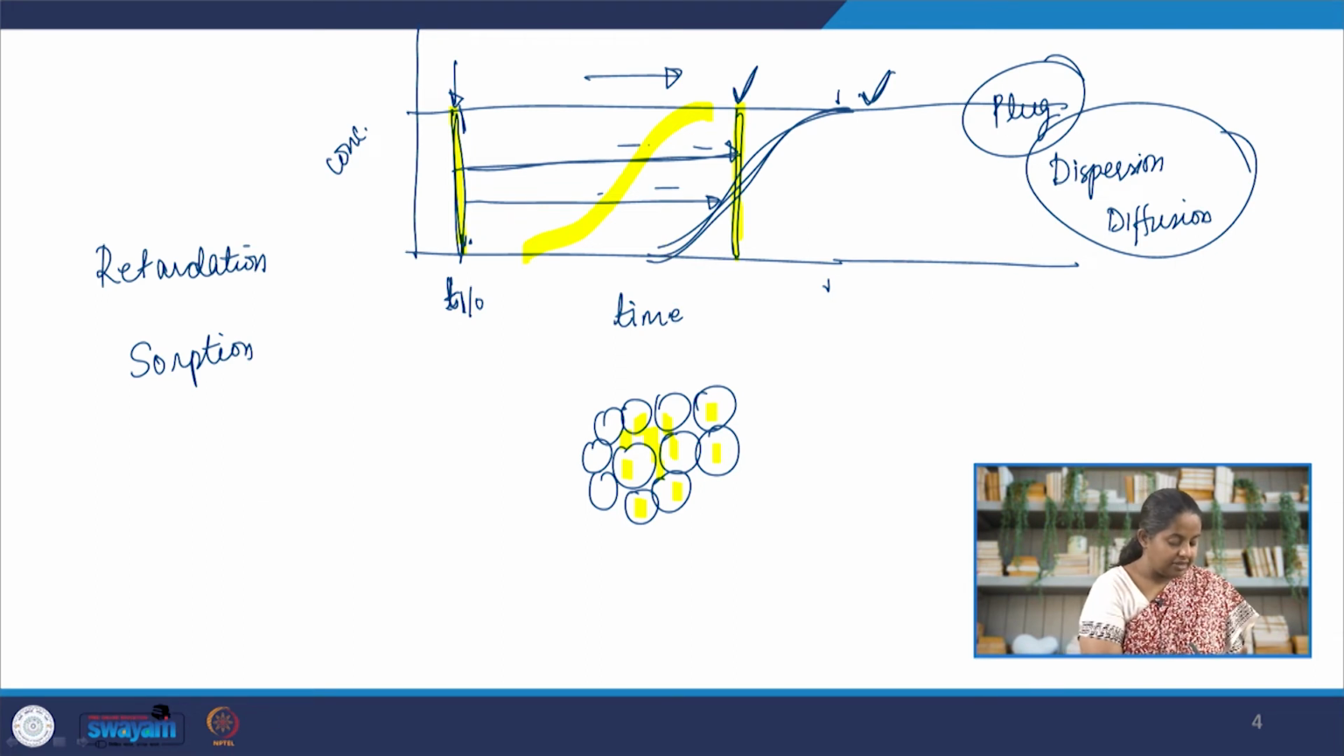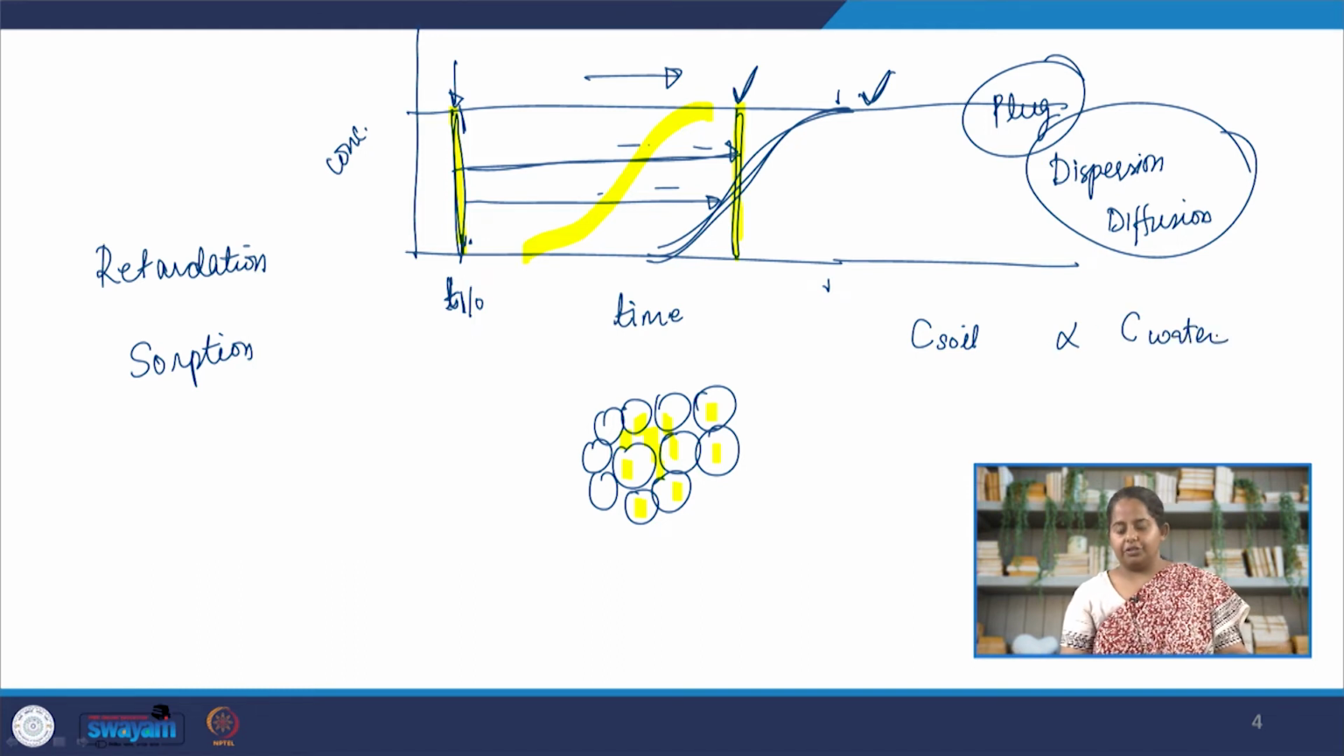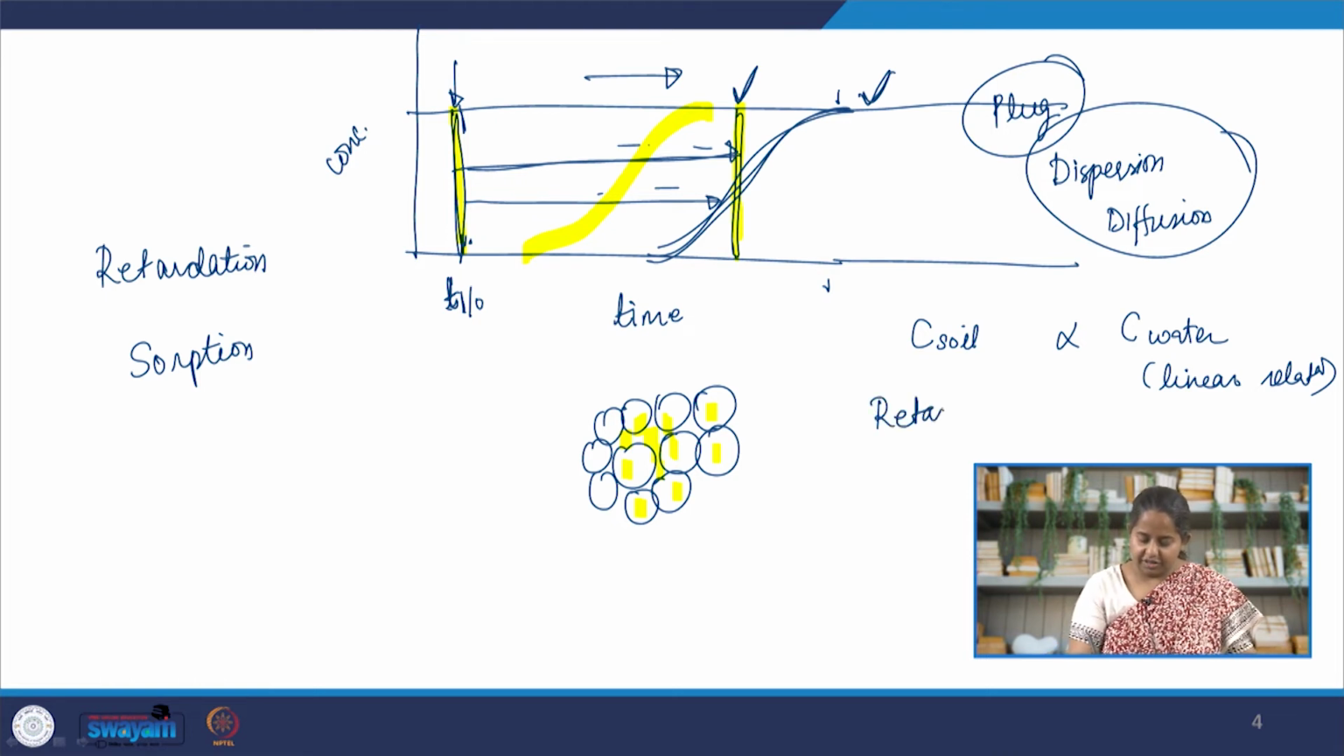Now retardation basically tells me that there is some relationship between the concentration of the contaminant which is sorbed to the soil and the concentration in the water. Now if we assume the relationship between the concentration of contaminant in the soil and in water to be linear, then what we can say is that the ratio of the concentration of the contaminant in soil and water is a constant. This is where we introduce a new constant for you. It's known as the retardation coefficient, which is very important when we are modeling groundwater transport.